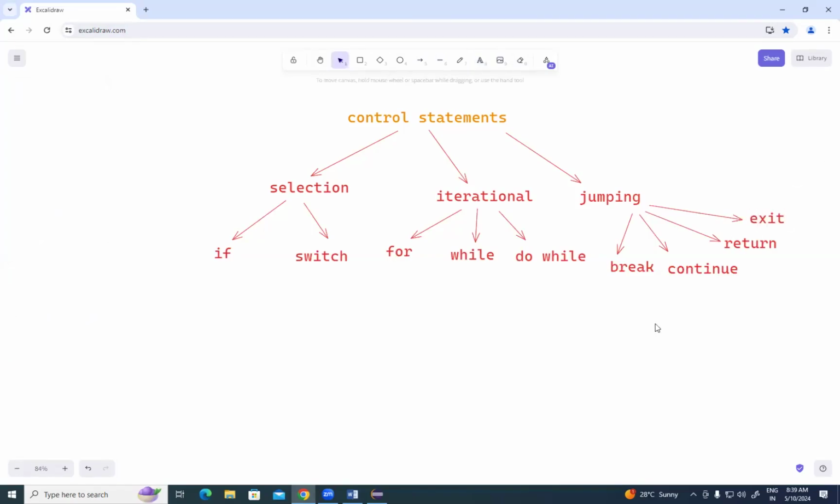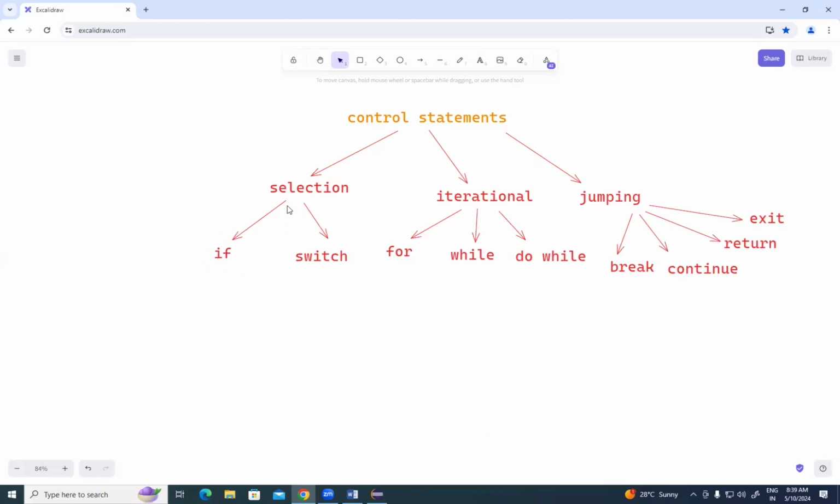Folks, tell me, what are these four? Jumping statements. Is it clear? Is this diagram clear for all of you folks? Very good. So we are going to start with which statement first?